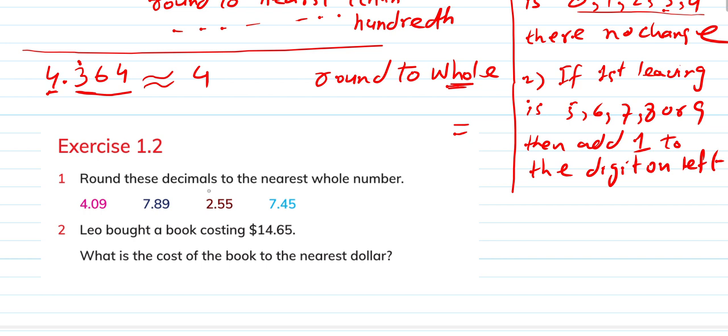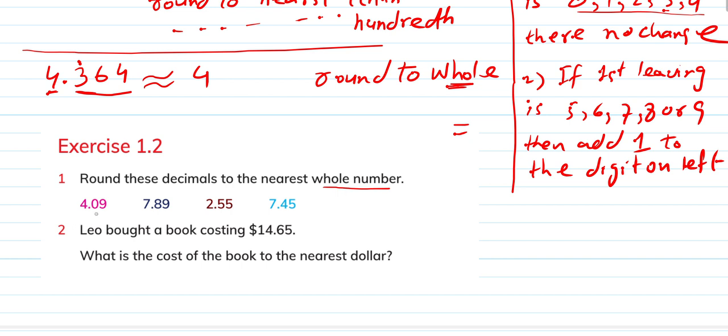Round these decimals to the nearest whole number. I will tell you, don't worry. If it is any one from them, we will add 1 to the left side. Let's see. Round these to the nearest whole number. Mean you need to make the whole number. How will you make?